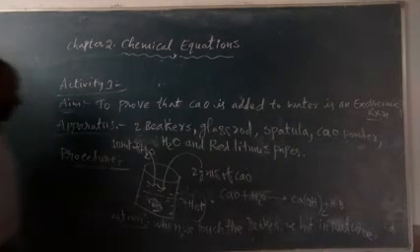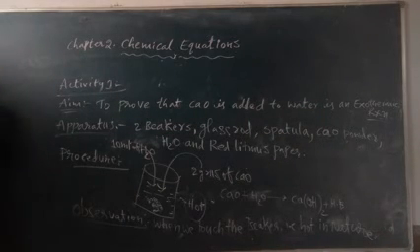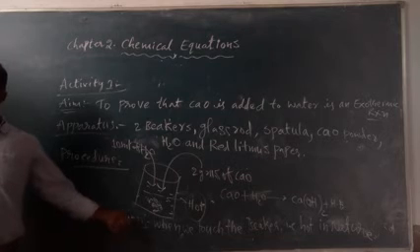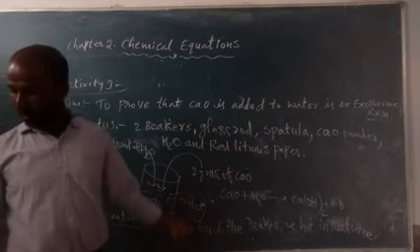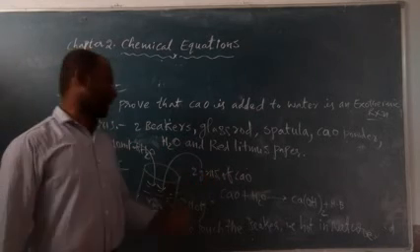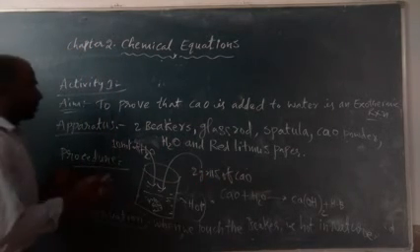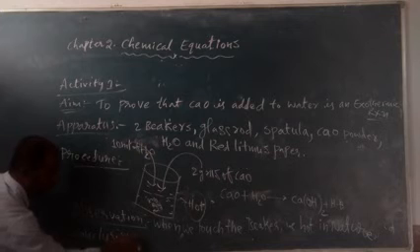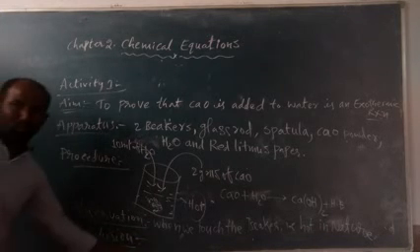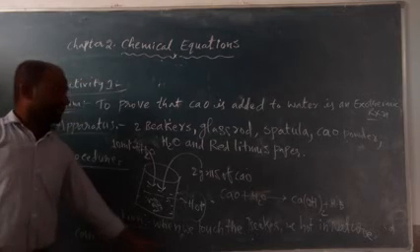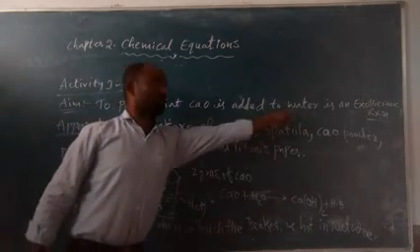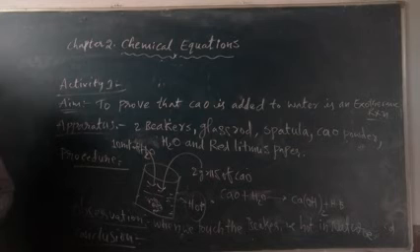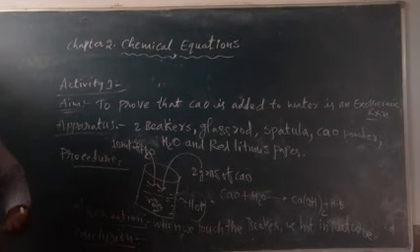So that is activity 1. What is the conclusion here? At last, I have concluded that calcium oxide added to water is an exothermic reaction. Last, what do you write? Conclusion. I have concluded that calcium oxide added to water is an exothermic reaction. We have reached the aim. This is activity 1. Activity 2 you can take now.